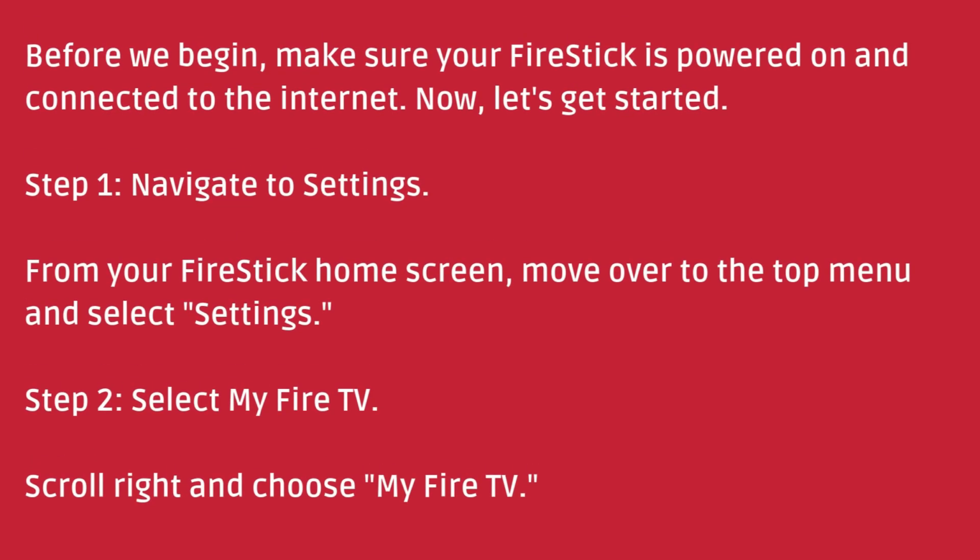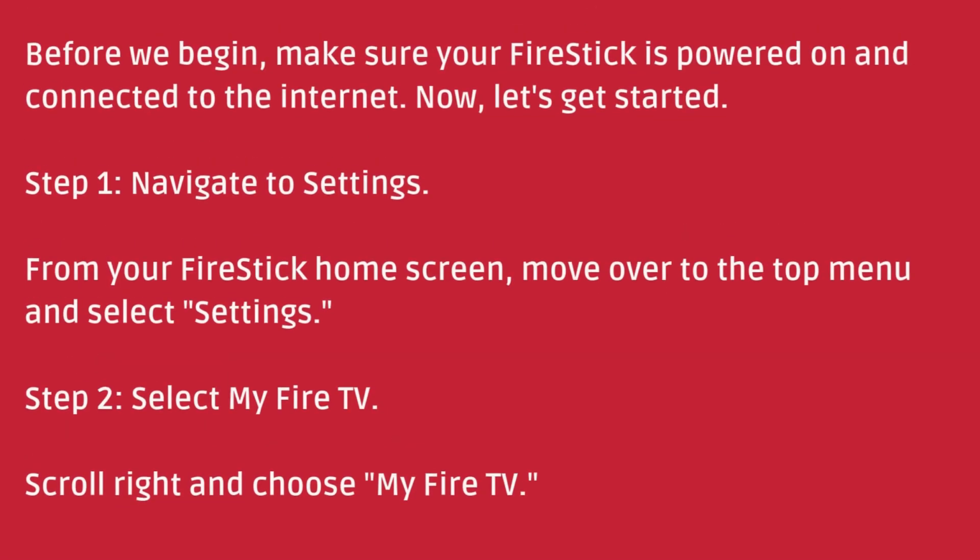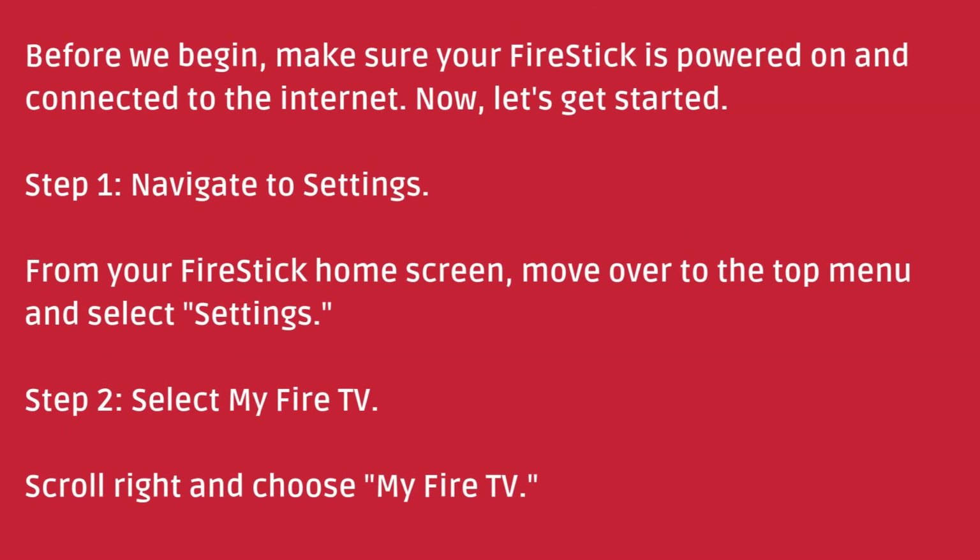Before we begin, make sure your FireStick is powered on and connected to the internet. Now, let's get started. Step 1: navigate to Settings. From your FireStick home screen, move over to the top menu and select Settings. Step 2: select My Fire TV. Scroll right and choose My Fire TV.